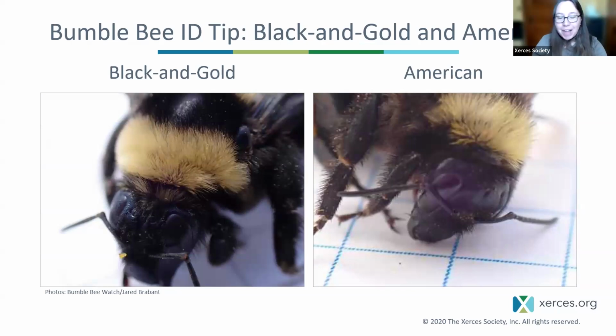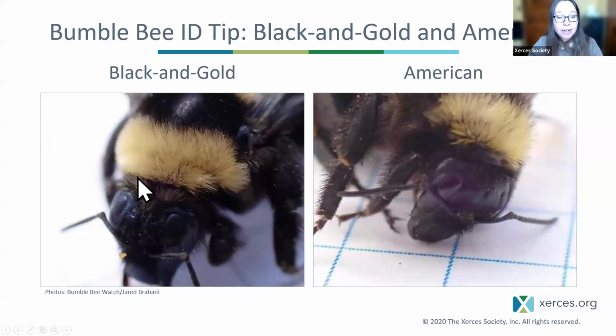So it's pretty easy to get black and gold and American bumblebees mixed up. They look really similar to each other in terms of color patterning. They're also both really large bees. So at a glance, sometimes you think that you've caught an American and you look at it closely and you're like, oh, this is a black and gold, actually. Because there are a couple things that you just want to look out for when differentiating these two species.